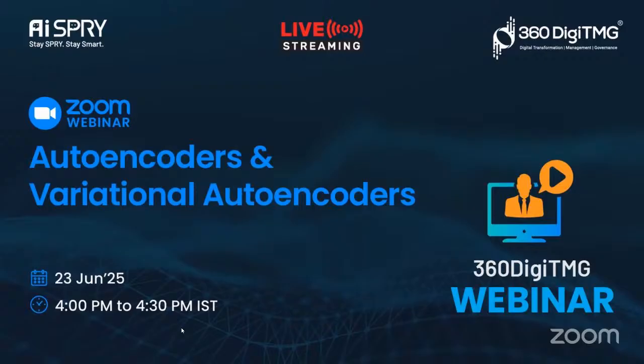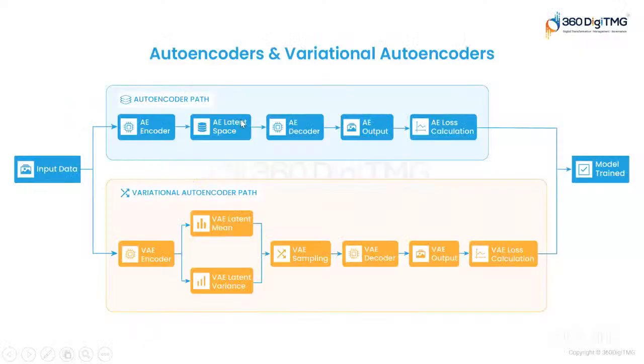Welcome everyone. Today's session is all about understanding one of the most fascinating concepts in deep learning, which is autoencoders and variational autoencoders. We will learn how they work, compare their workflows, and understand their use cases, and where we can use autoencoders and variational autoencoders. So our agenda today is to understand what an autoencoder is. We'll have a deep dive into the architecture of the autoencoder versus the variational autoencoder. So let's start our session.